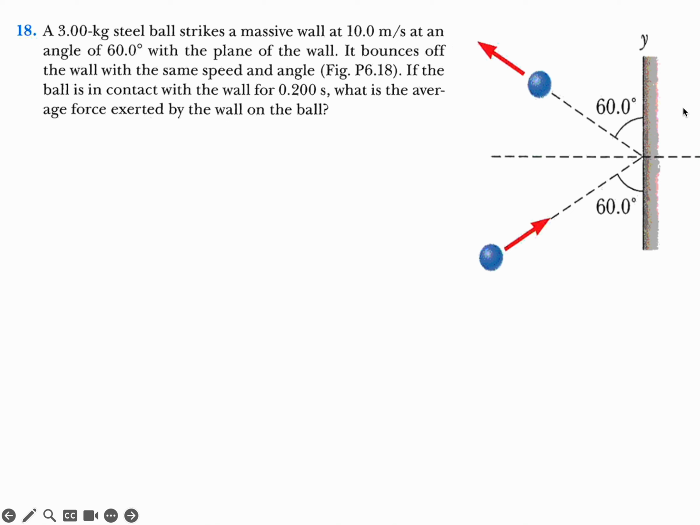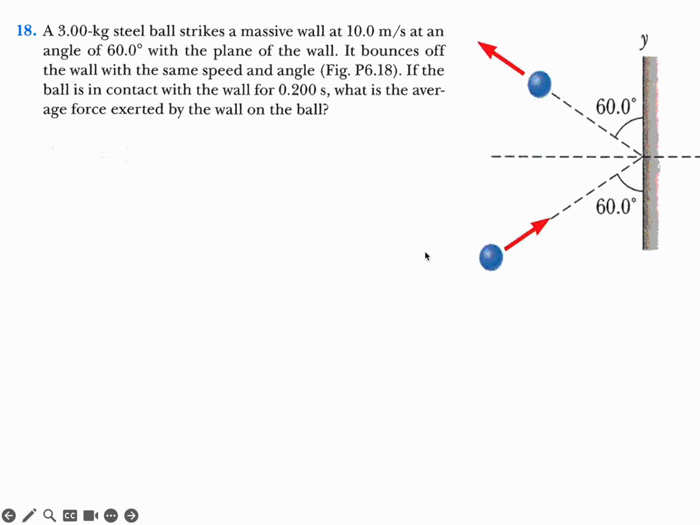So take a look at number 18. You've got a 3 kilogram steel ball that strikes a massive wall at 10 meters per second, at an angle of 60 degrees. It bounces off the wall with the same speed and angle. If the ball's in contact with the wall for 0.2 seconds, what's the average force? So how do we solve this one?